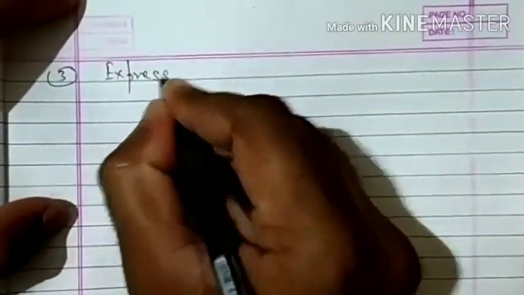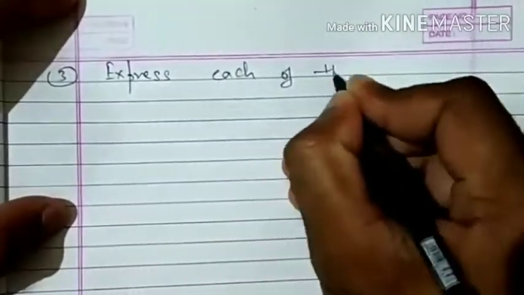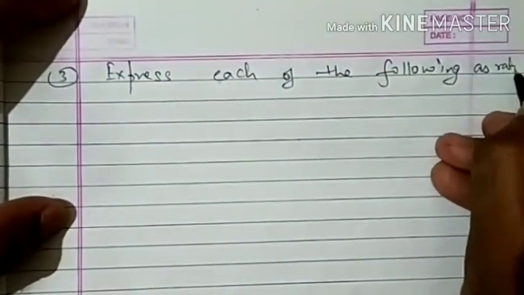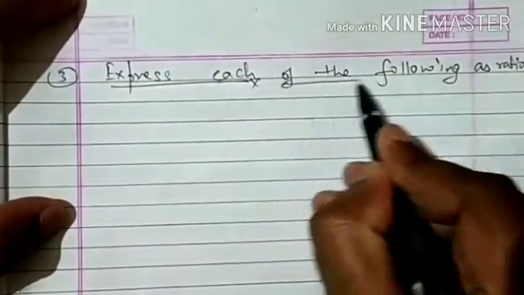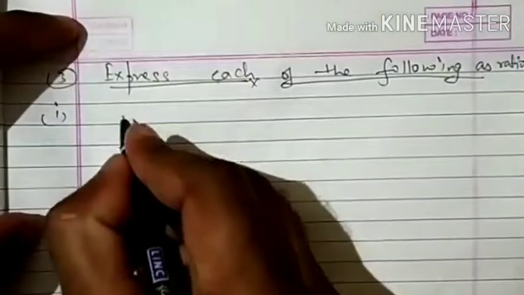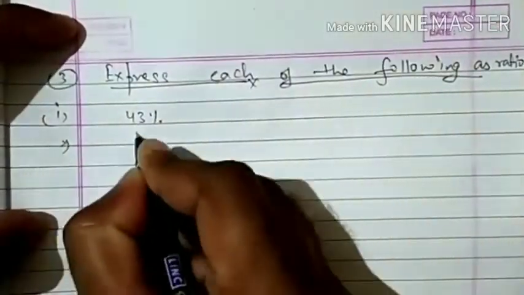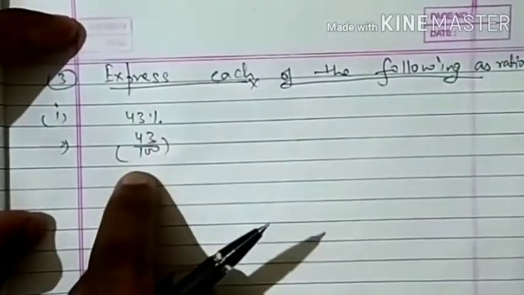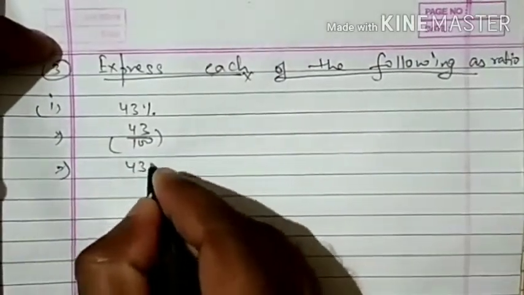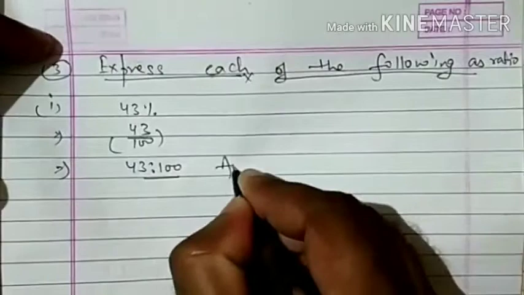The next question is express each of the following as a ratio. The first question is 43%. So what can we write? We can write 43 by 100. And this is already in simplest form. So we need not convert it into simplest form. What we will write? 43 ratio 100. This is our required answer.